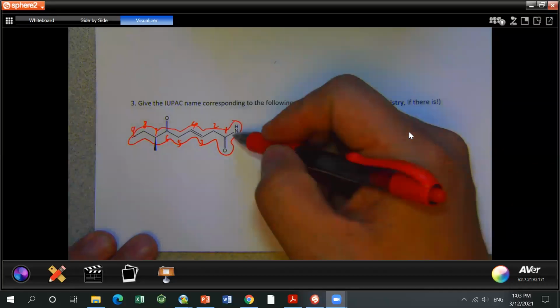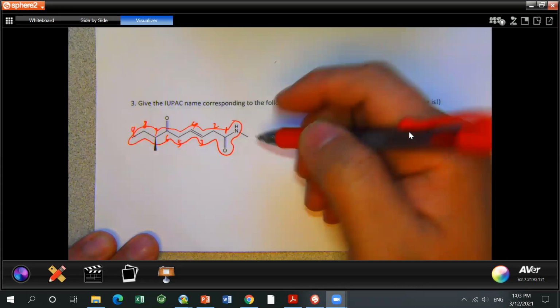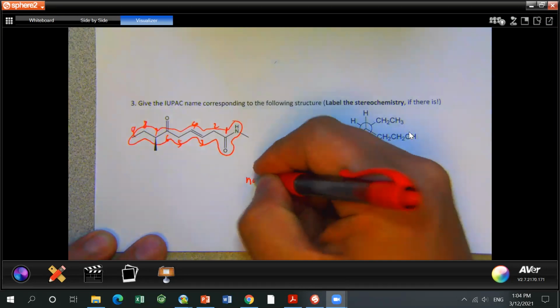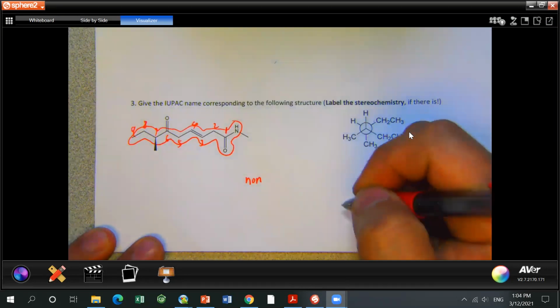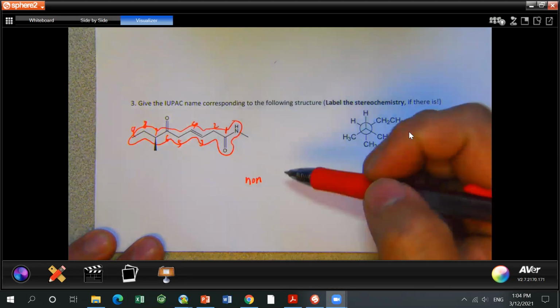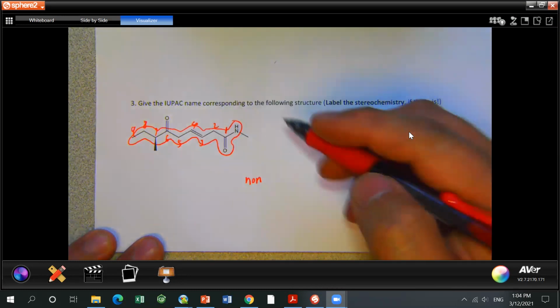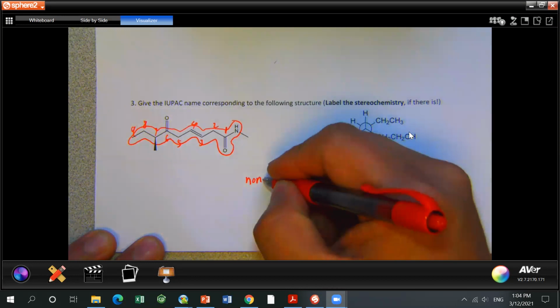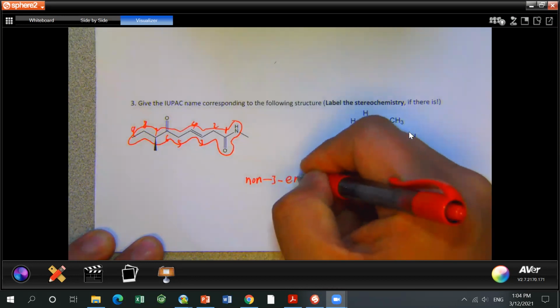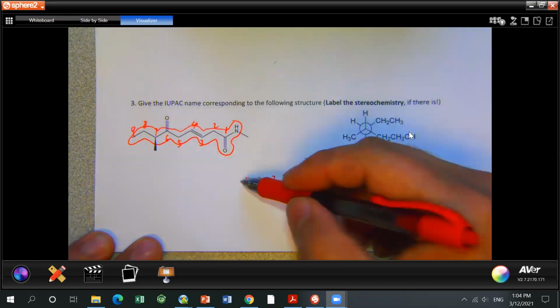Okay, and then 9 carbons. 9 carbon, yeah, should be non-something. And there's the theta bond, so you need to give a location number for this theta bond. So yeah, non-3-ene. You can put the 3 before the "en" too, that's also fine.